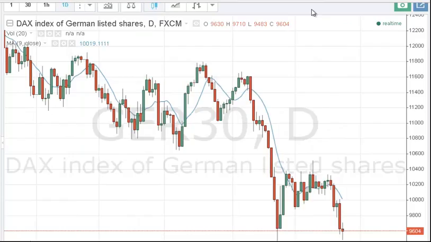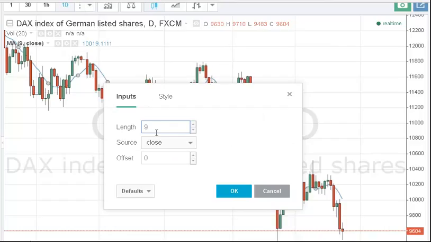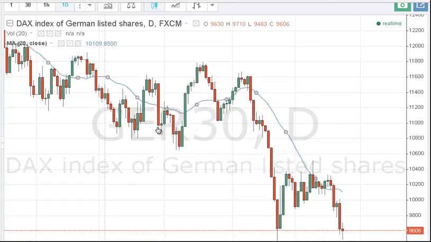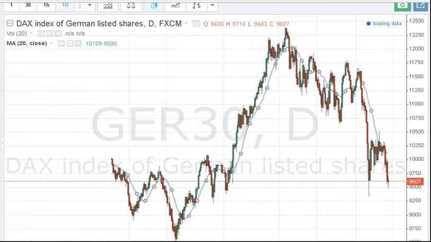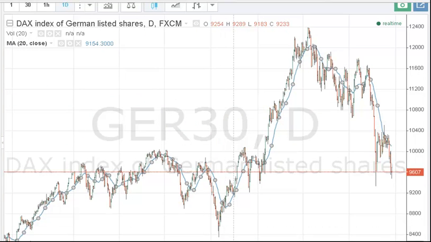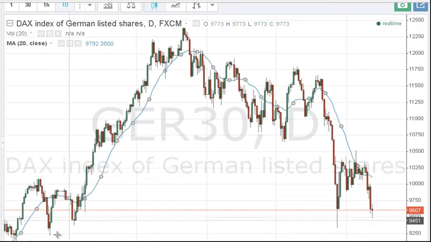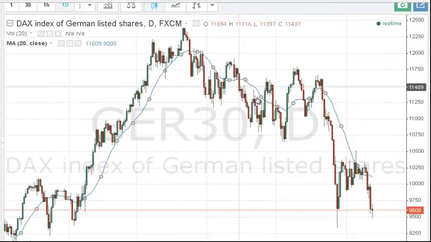Okay, so I'm just keeping it simple. So here's the 20-day moving average. I'm saying the market's down because it's below, so the trend is down. I'm going to zoom out a bit to get the bigger picture. So it's gone up and now it's falling.